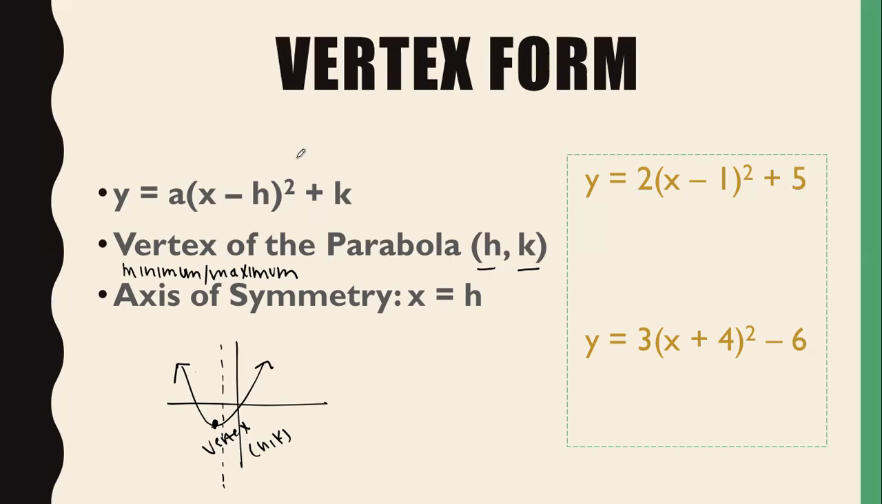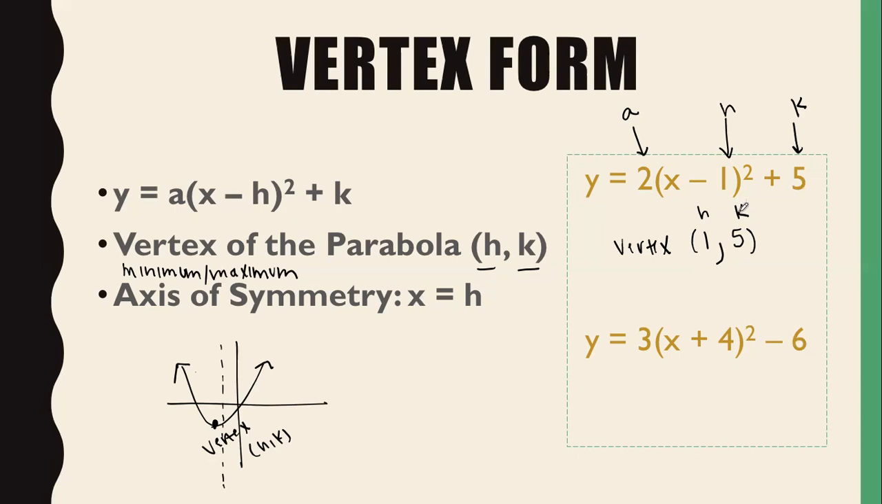So let's look at this example right here. Y equals 2 times x minus 1 to the power 2 plus 5. What letter does the 2 represent? A, because it's in the same format here. What does the 1 represent? H, and what does the 5 represent? K. Now, what is the vertex that it's telling me this parabola is at? The x is positive 1, and what's the y value? 5. Okay, so my h value is 1 and my k value is 5. So the maximum or the minimum here would be at 1, 5.